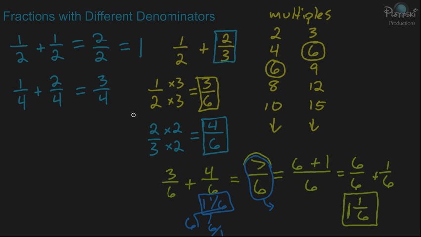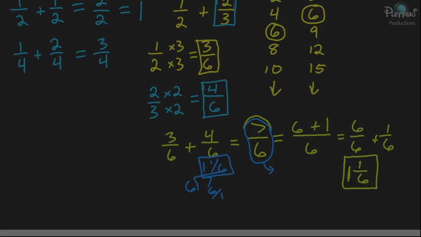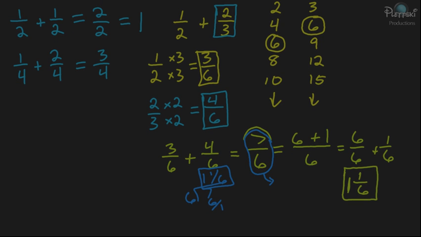Okay, that's an example of how to add fractions with different denominators. Let's do one more example. And we have some room off to the side here. So let's kind of mark that off. And we'll add, let's do an easy one. 1/3 plus 1/9.